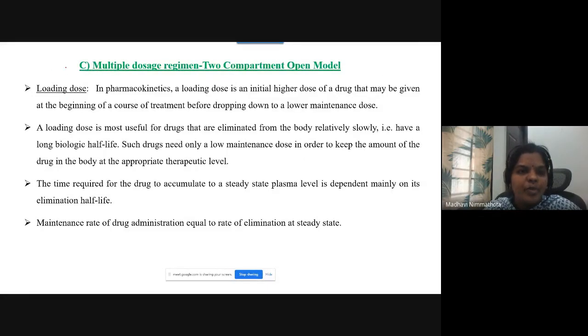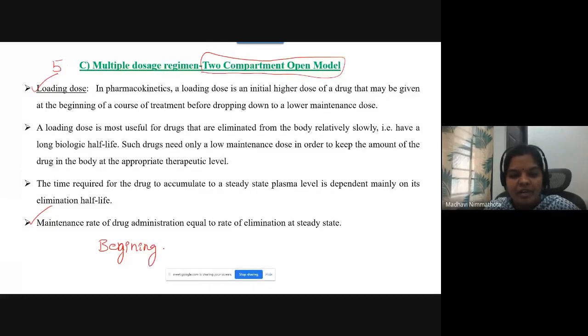This is the last topic in Unit 5, that is multiple dosage regimen by two compartmental open model. So, before going to learn this two compartmental open model through this multiple dosage regimen, you have to learn about loading dose and maintenance dose of a drug. So, what do you mean by loading dose? Loading dose is nothing but the beginning dose of a drug, or also called as initial dose of a drug.